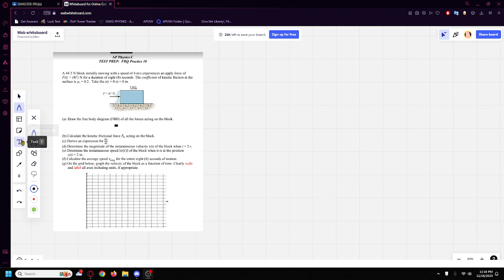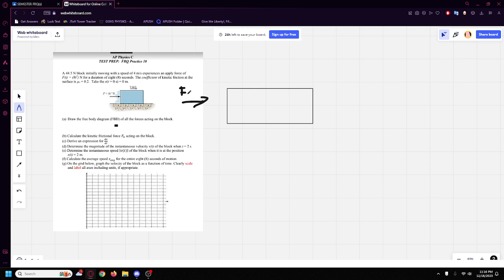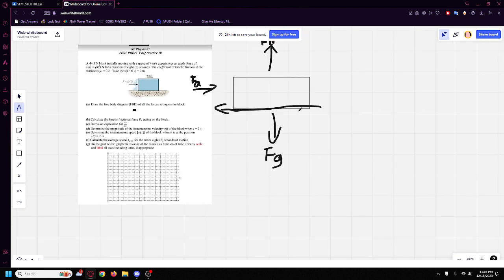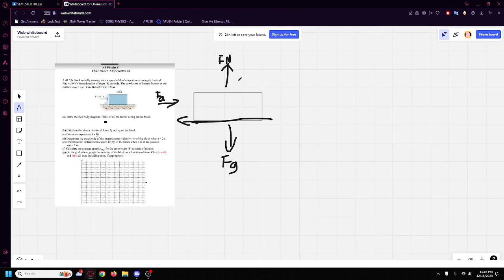This is FRQ number 10, and we're starting with part A, where it asks for a free body diagram on the block. There's going to be F of A acting there. The block has F of G acting like this, F of N, and then over here is F of K.